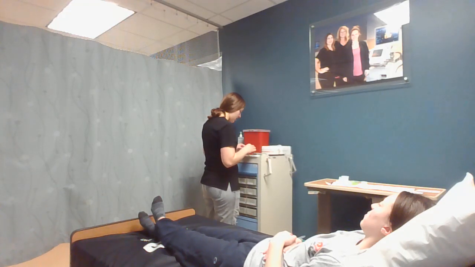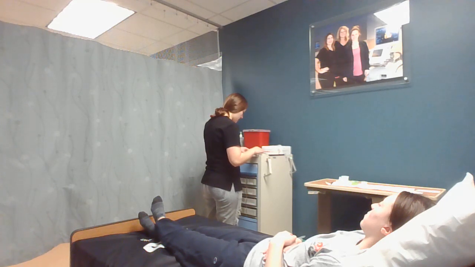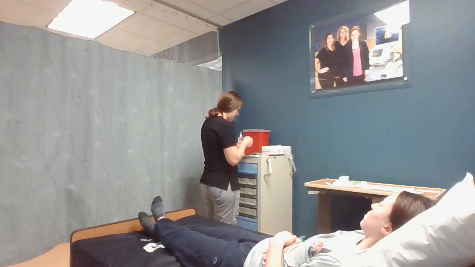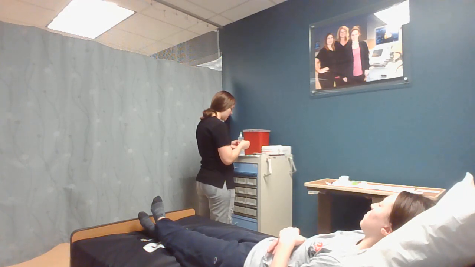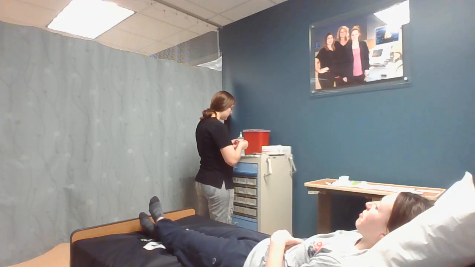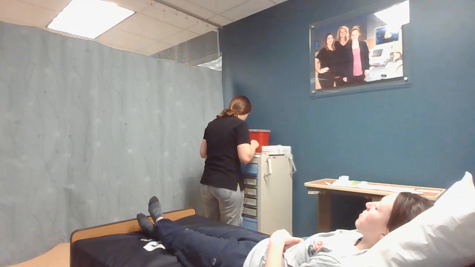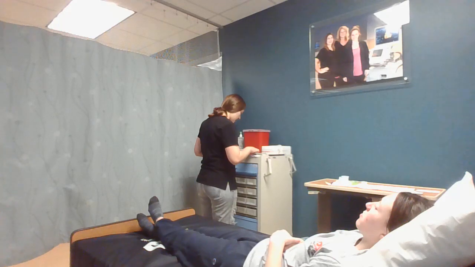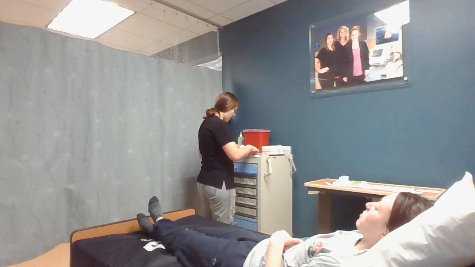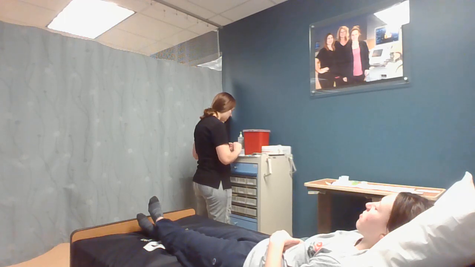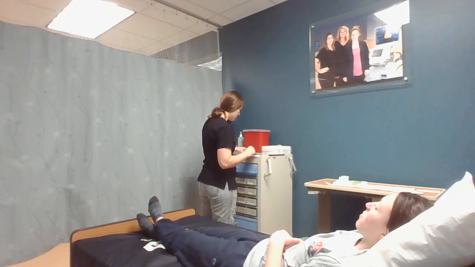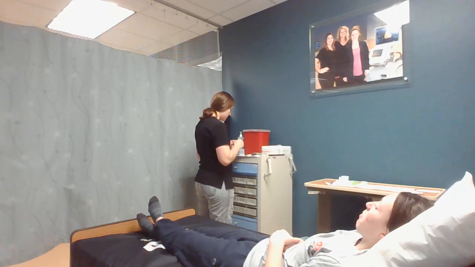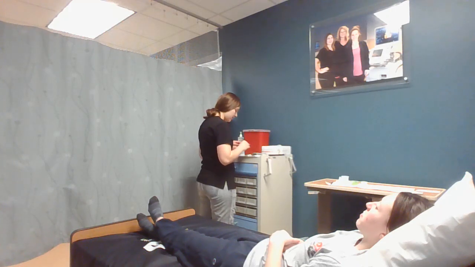I am checking the integrity of the package. For digoxin, the integrity of the package is fine, and the expiration date is 06 of 2036, so it has not expired yet. For furosemide, I'm checking the integrity of the package, and it is okay. The expiration date is 06 of 2036, so it is okay to give. My Tylenol 3, the integrity of the package is okay, along with the expiration date, which is 12/20/35.